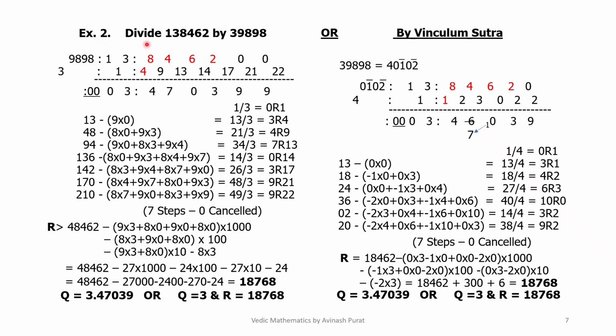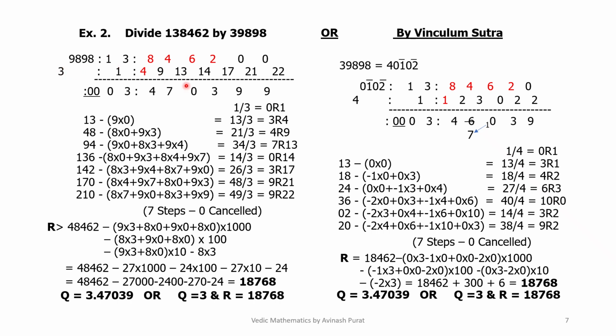Example 2. Divide 138462 by 39898. 3 is the first divisor taken on the lower line. Above is 9, diagonally opposite is 9898, the Dhvajank. It is a 4-digit Dhvajank, so 4 digits from the dividend, 8462, are taken after the decimal point. Now the division.